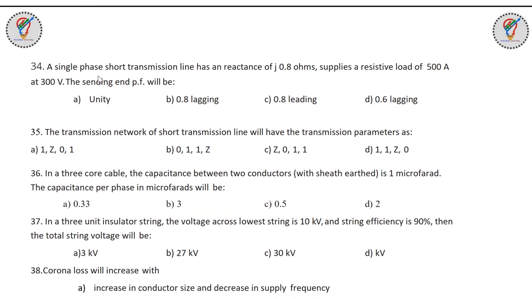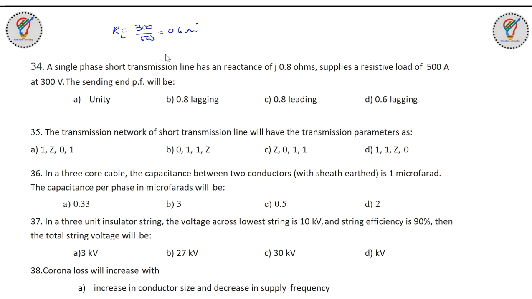A single phase short transmission line has a reactance of j0.8, supplies a resistive load of 500 amps at 300 volts. The sending end power factor will be. To find the sending end power factor, first we need to find the R value. So R is the resistance of the load, equal to V by I, which is 300 divided by 500. It is 0.6 ohms here.